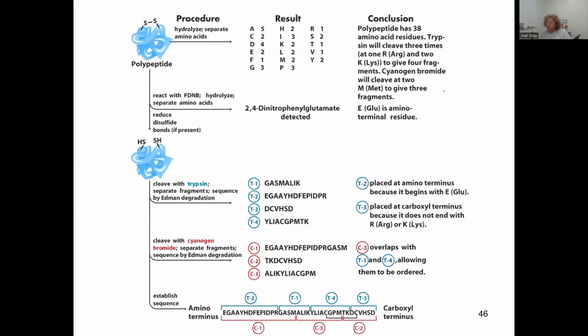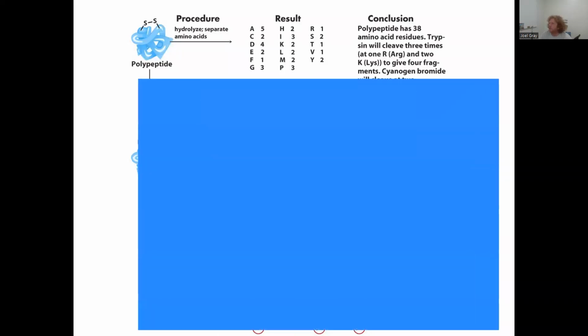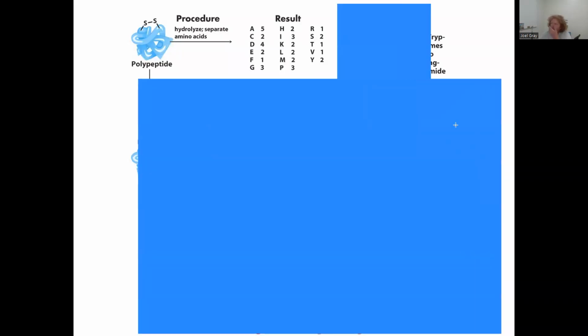Now, here's where I wanted to go. Here is a practice problem that I love. This is demonstrating the steps being put back together. I'm going to scribble out some of this information so I can actually use it. Okay, so this right here shows that we've got a polypeptide.